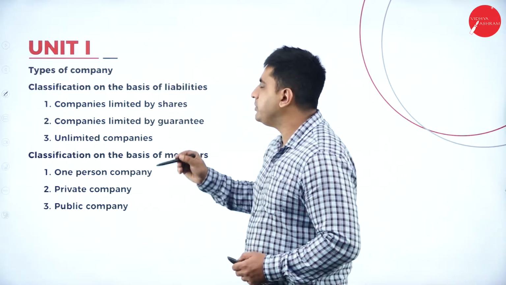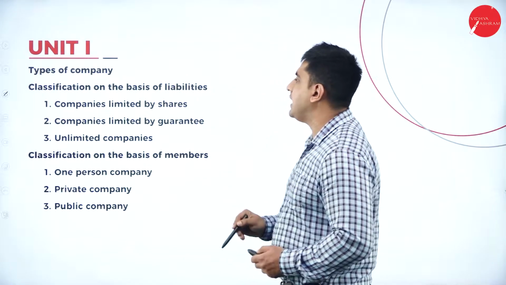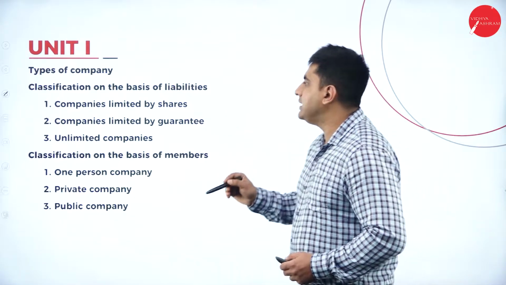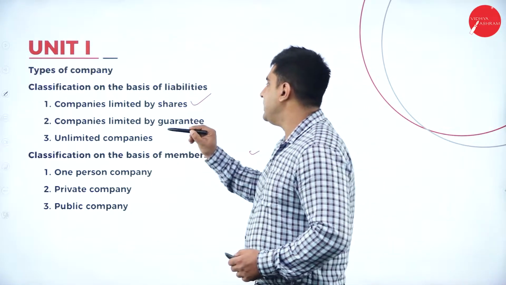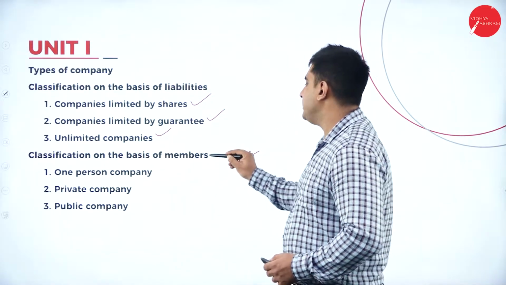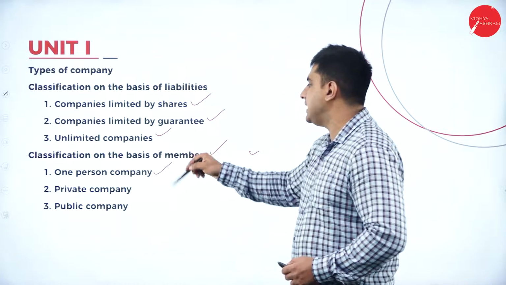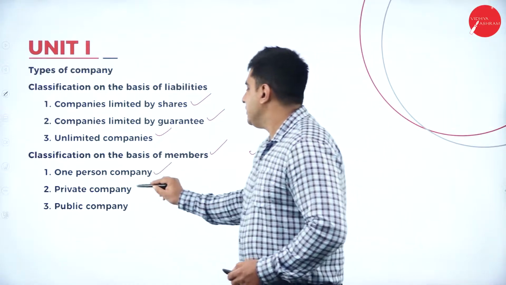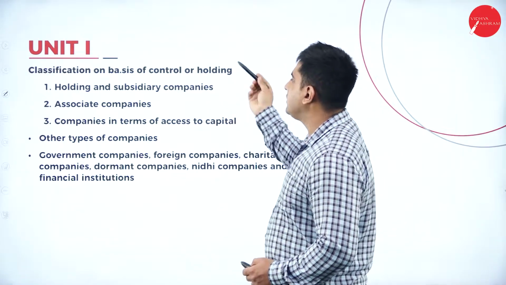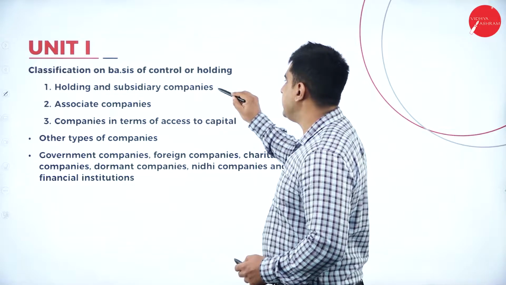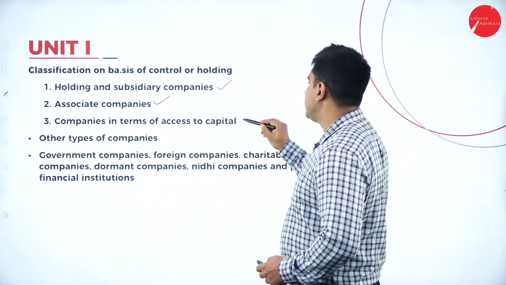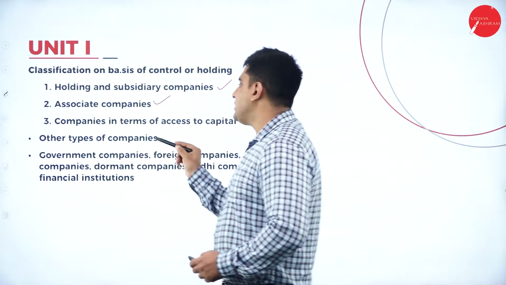So in unit 1, you will also be dealing with classifications on the basis of liabilities. That is, different types of company. First classification is based on liabilities. That is, company limited by shares, company limited by guarantee, unlimited companies. Then classification on the basis of members. It is one-person company, which is latest included in the new act, private company and public company. Then also classification on the basis of control or holding and subsidiary companies, associate companies, company in terms of access to capital, other type of companies.